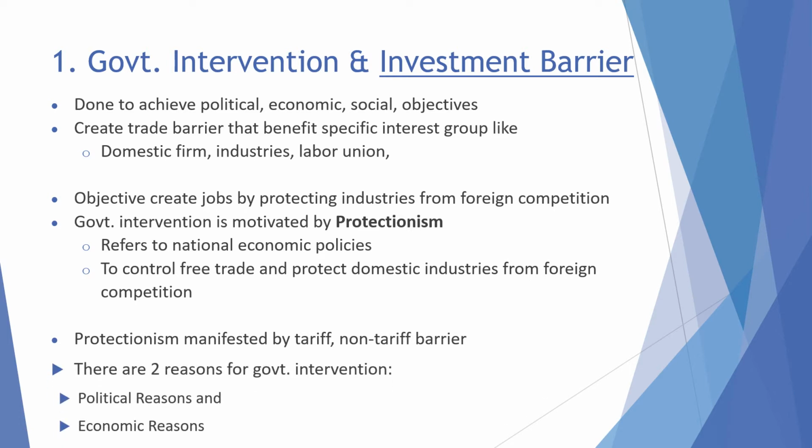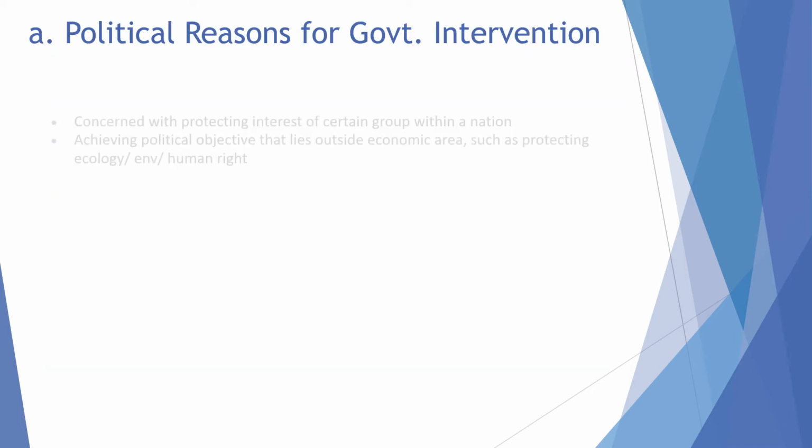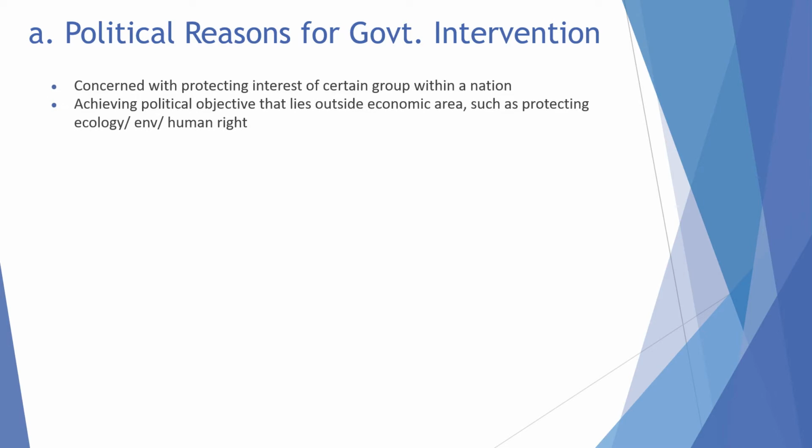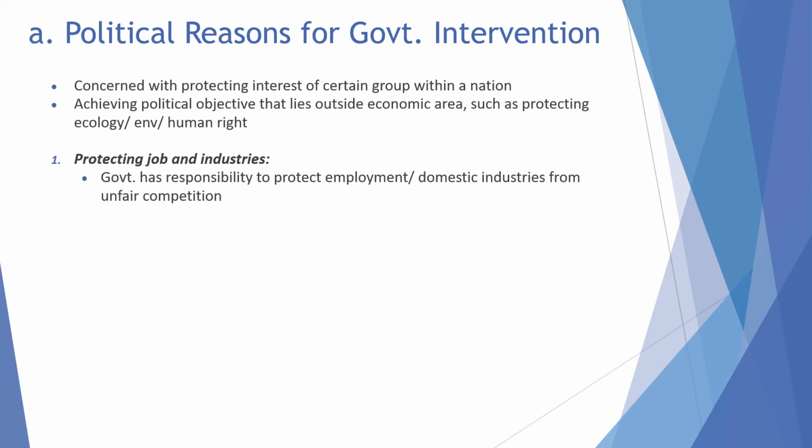There are two reasons for government intervention: political reasons and economic reasons. Political reasons are concerned with protecting the interest of certain groups within a country, and achieving political objectives that lie outside the economic area, such as protecting ecology, environment, and human rights, as well as protecting jobs and industry. Here, the government has the responsibility to protect employment and domestic industry from unfair competition.